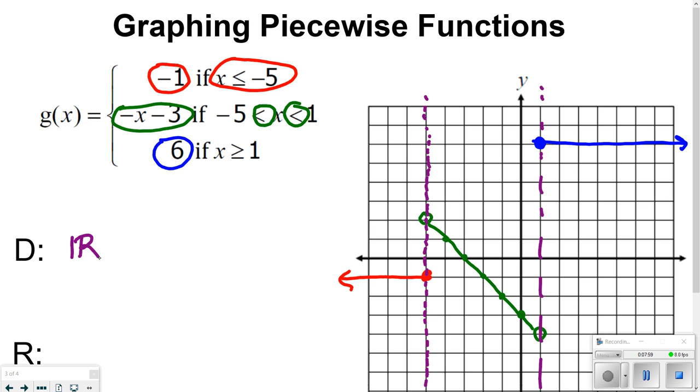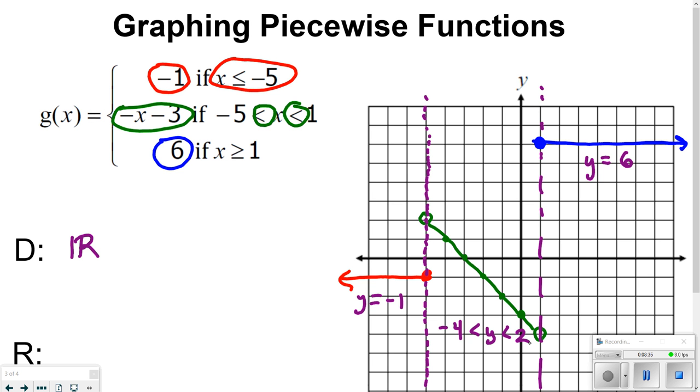Now the range is going to be a little trickier. So here's what I'm going to do. We know that for the blue line, all of the y values along that horizontal line are equal to 6. For the red line down here, we know that all of the y values along that horizontal line are equal to negative 1. For the green line, we know that the range, the y values, goes from a minimum of negative 4 to a maximum of positive 2. So I'm just kind of writing in each individual range here.